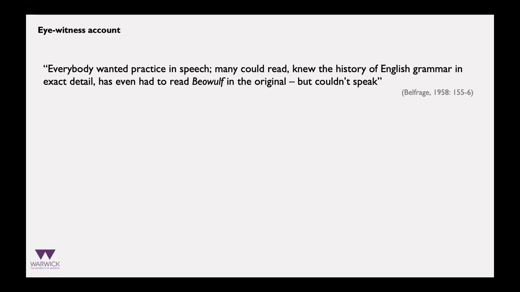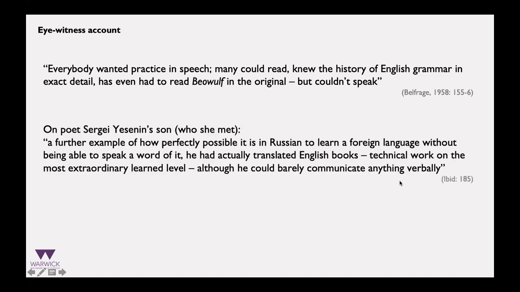But as it says here, she met lots of people along the way, and everybody wanted to practice English. Because so many of them could read, they knew the history, the ins and outs of grammar. Some of them had even read Beowulf, but they simply couldn't speak. And a really interesting example is when she met the poet Sergei Yesenin's son, who she says was a perfect example of how perfectly possible it is in Russia to learn a foreign language without being able to speak a word of it. He'd actually translated English books, technical work at the most extraordinary learned level, but he could barely communicate anything verbally. So this is in 1958.